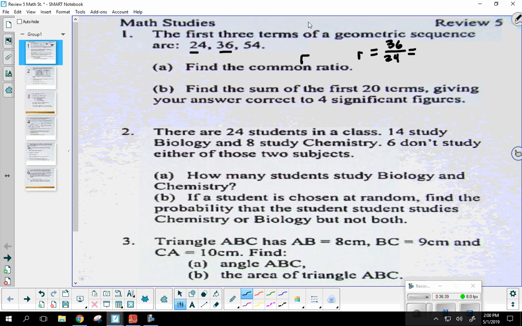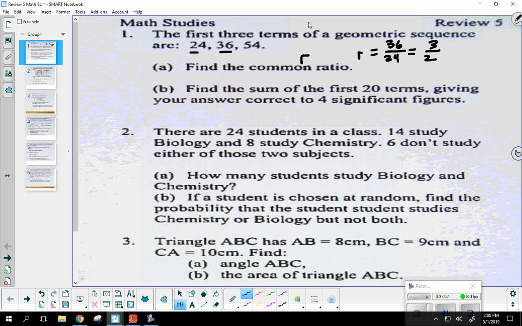What divides both 36 and 24? A little bigger. Oh, it will be 1.5, so 3 halves. I was asking about the factor, but that's okay, 12 being the largest factor. And 54/36 will also be 3 halves, 1.5. Now it says, find the sum of the first 20 terms, giving your answer correct to 4 significant figures.